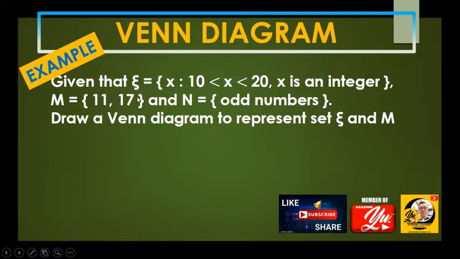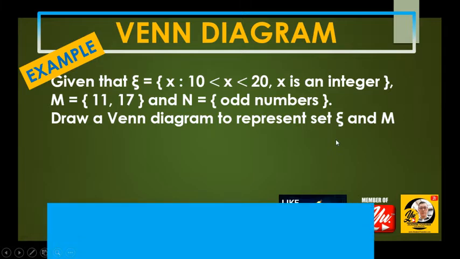Given that universal set, there are elements of x. X is between 10 to 20 and x is an integer. Set M, there are 2 elements inside set M, 11 and 17. And set N, they are all odd numbers. So draw a Venn diagram to represent universal set and set M.